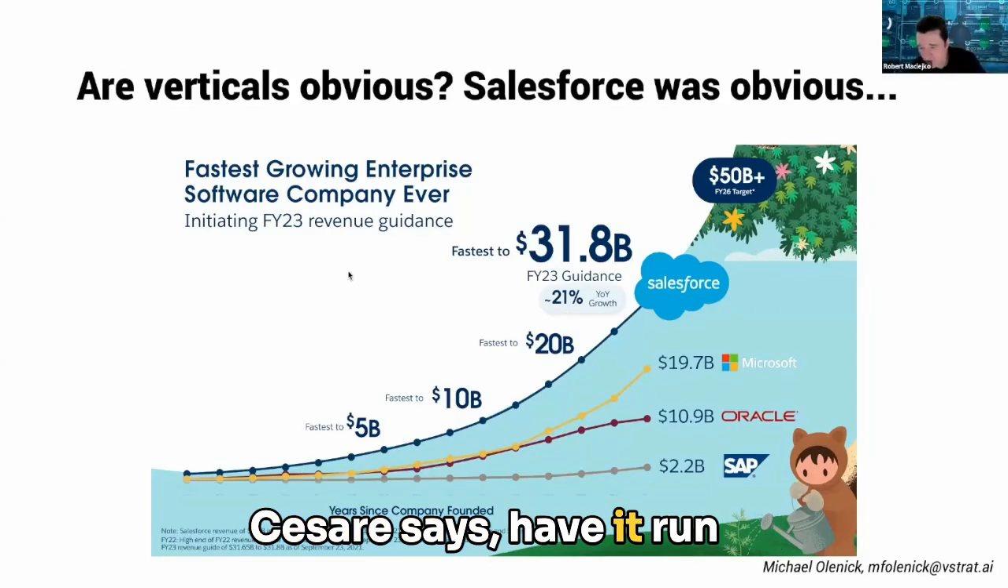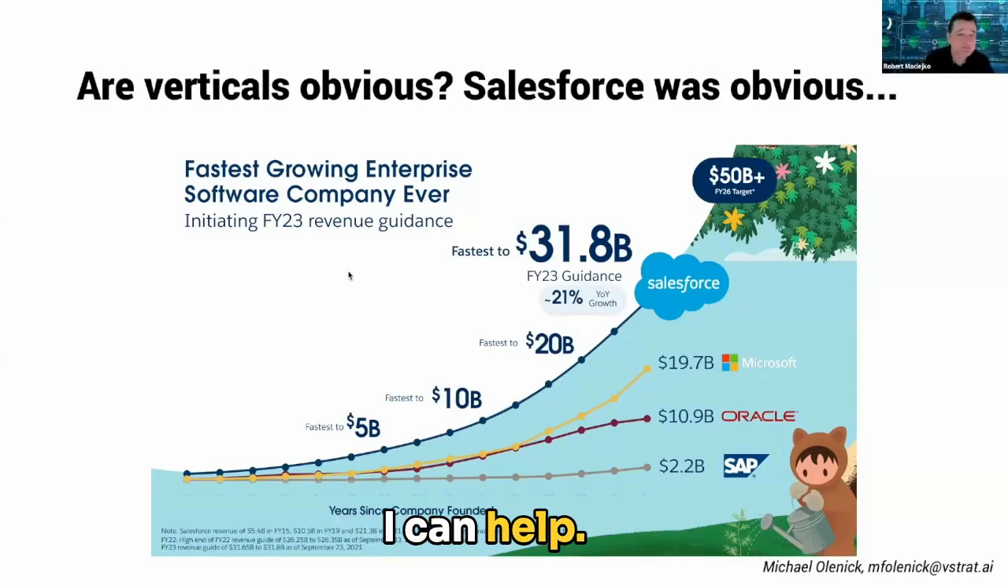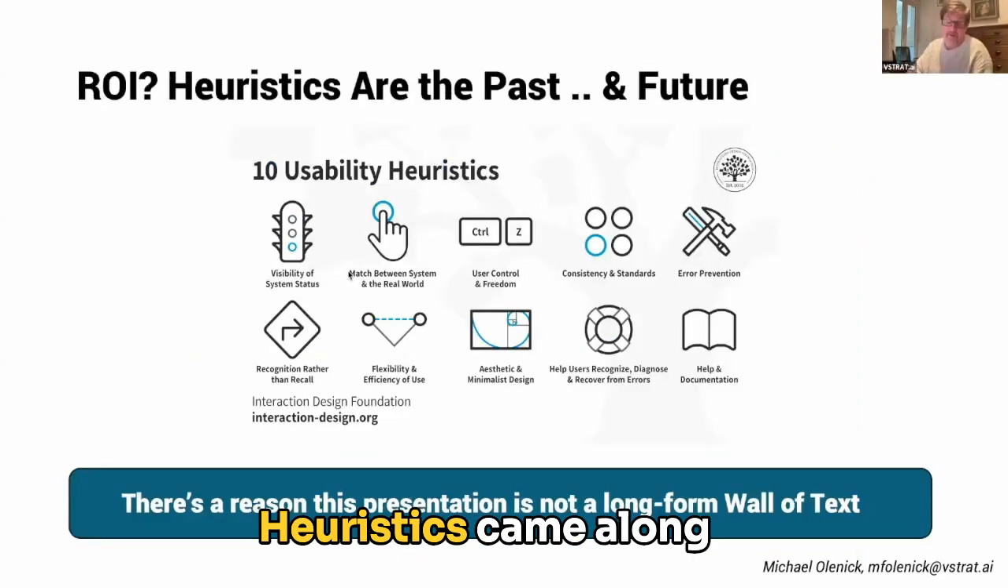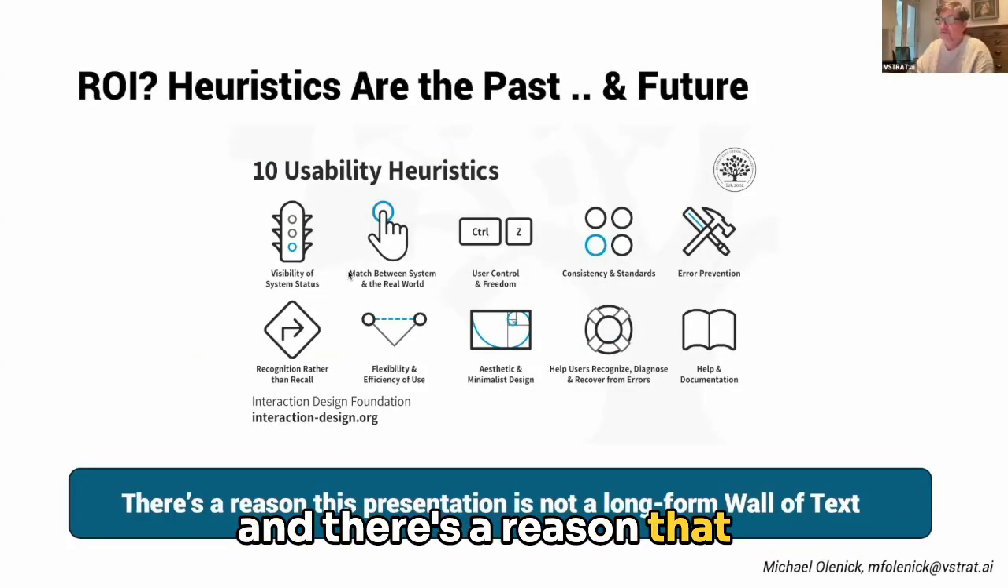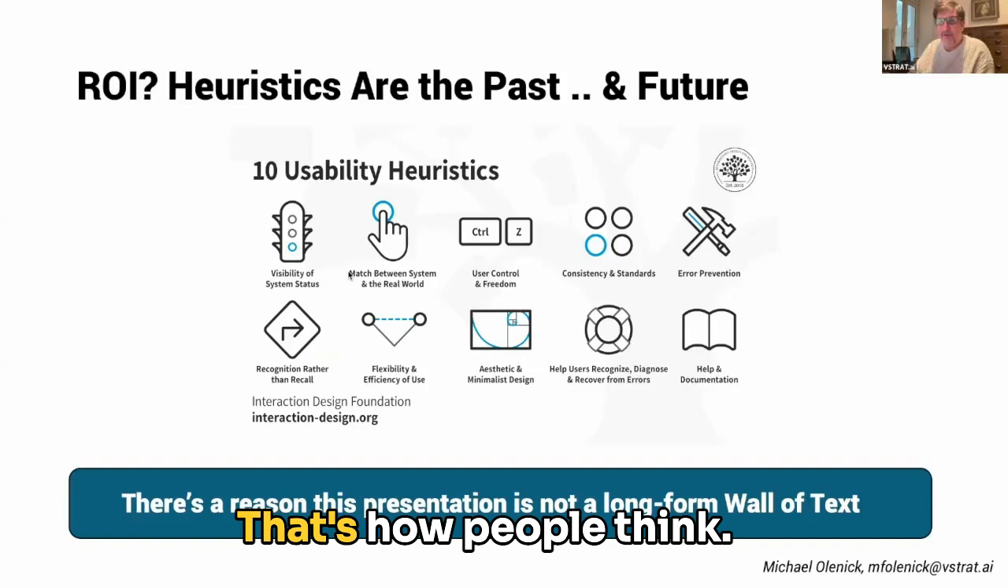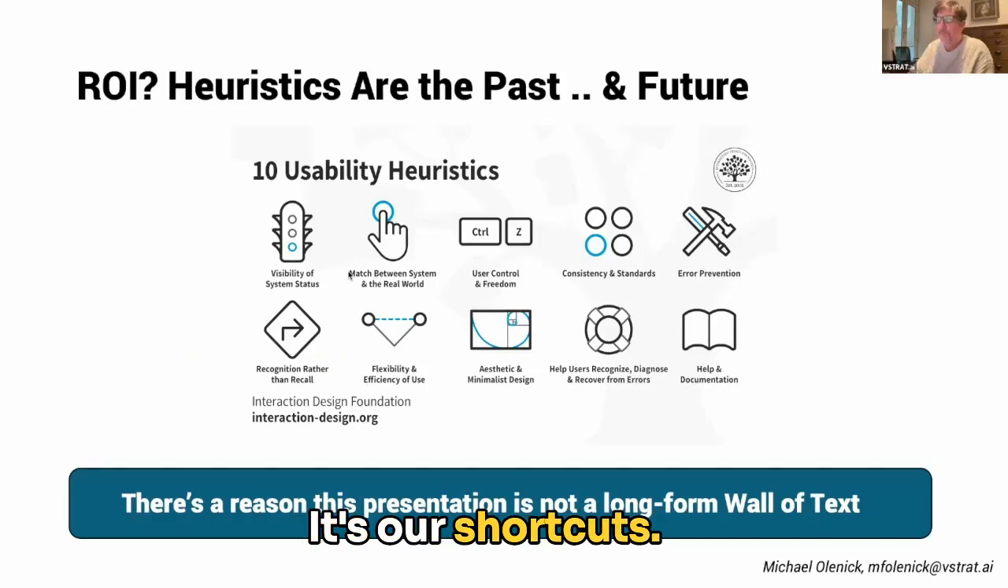Cesare says, I have it run on top of Salesforce. I can help. Great. Yeah, good. We love it. Heuristics came along, and there's a reason that presentations, including this one, are not a wall of text. Heuristics are really important. That's how people think. It's our shortcuts. And that's that.